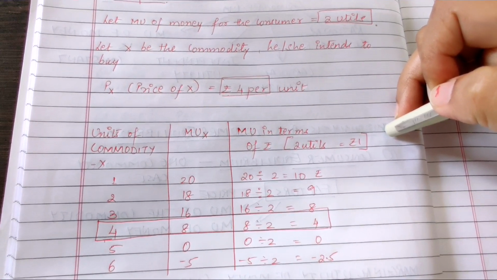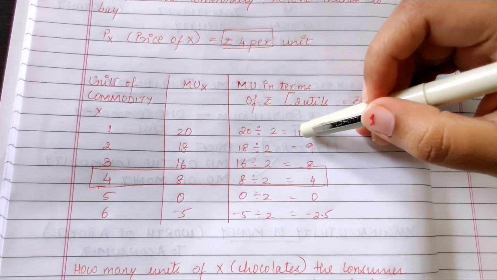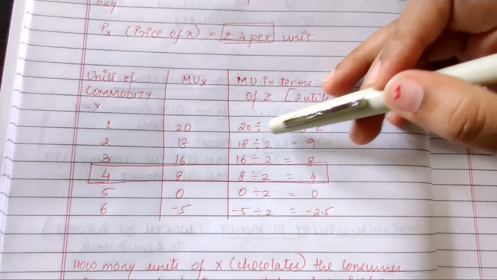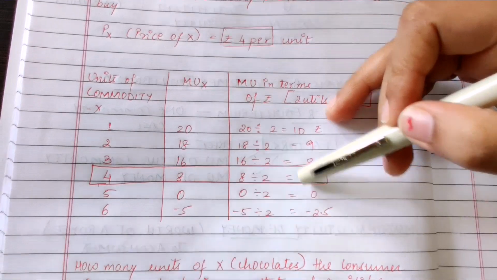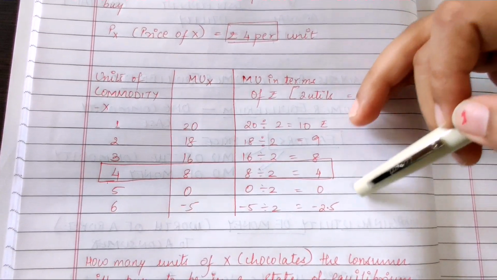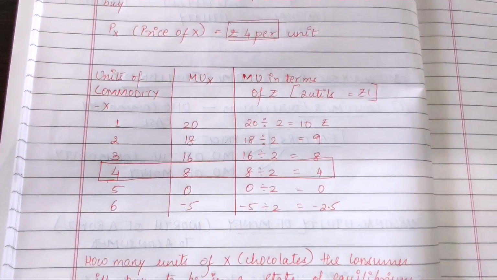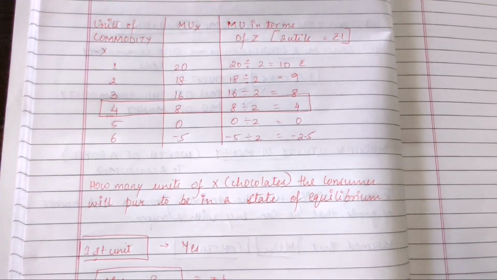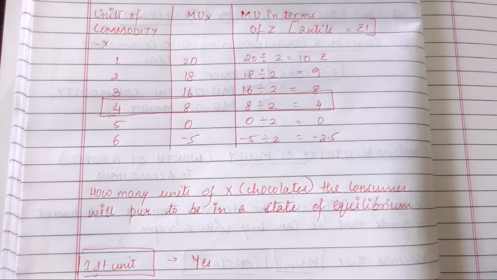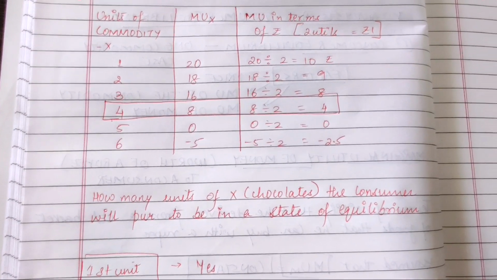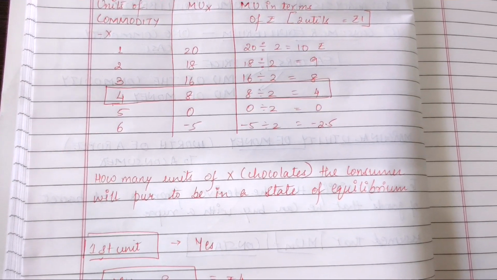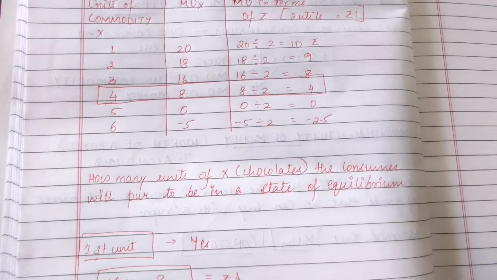As we have assumed that 2 utils is equivalent to 1 rupee, we do the division: 20 divided by 2, 18 by 2, 16 by 2, 8 by 2, 0 by 2, minus 5 by 2. We get marginal utility in terms of rupees, and it is in decreasing order. So the first question that arises is how many units of chocolate X the consumer will purchase so that he or she will be in a state of equilibrium.